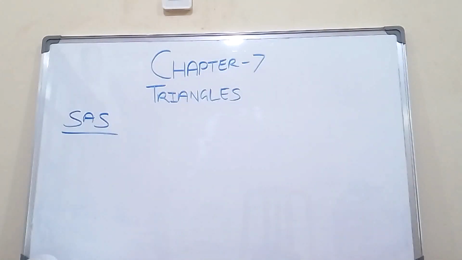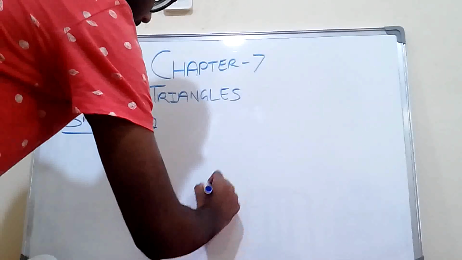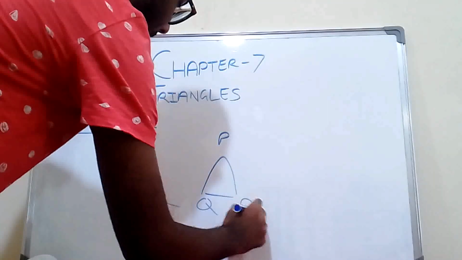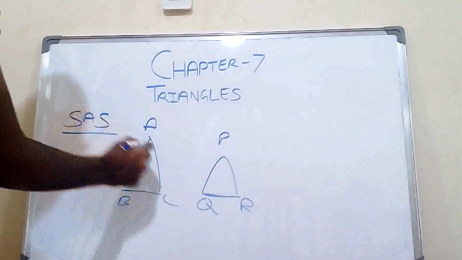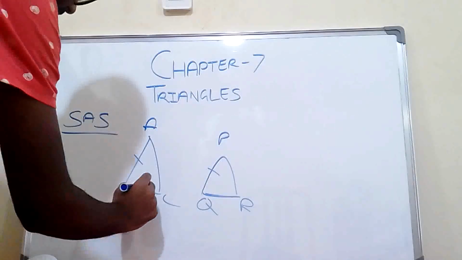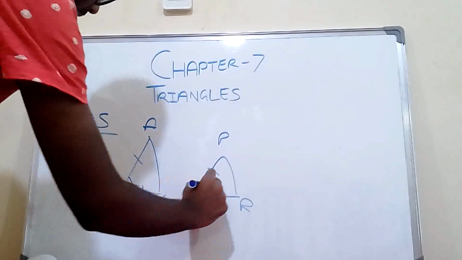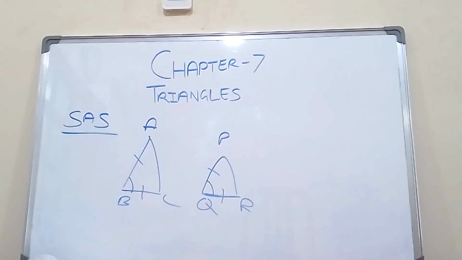Looking at the first criteria, which is the SAS criteria. SAS means side angle side, which means that if we have a triangle ABC and a triangle PQR, and it is given that two sides, AB is equal to PQ and BC is equal to QR, and the angle included in between, angle B and angle Q, are equal, then the two triangles are congruent.